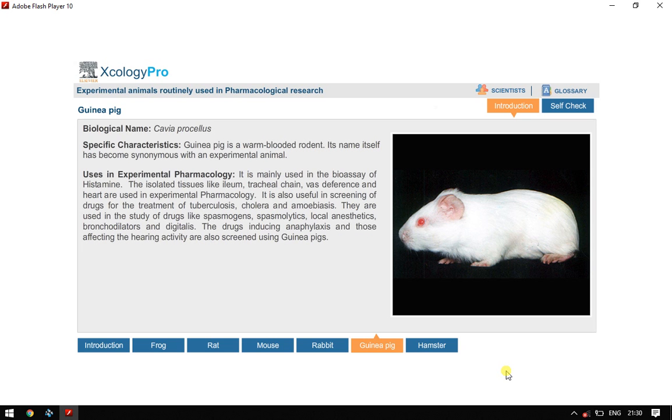It is also useful in screening of drugs for the treatment of tuberculosis, cholera and amoebiasis. They are used in the study of drugs like spasmogens, spasmolytics, local anesthetics, bronchodilators, and digitalis. The drugs inducing anaphylaxis and those affecting the hearing activity are also screened using guinea pigs. Strains used: Duncan Hartley.